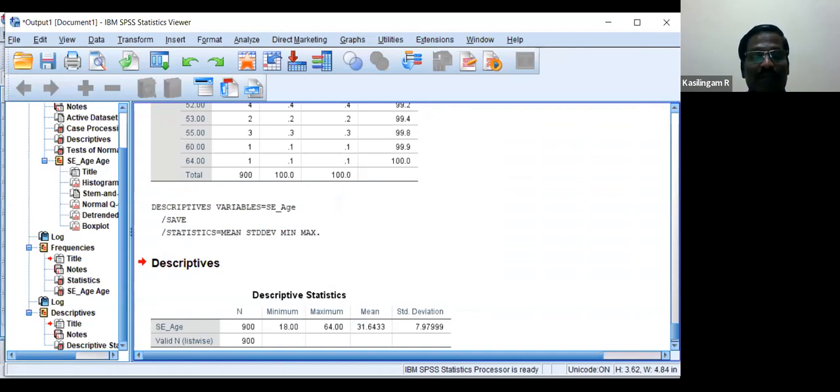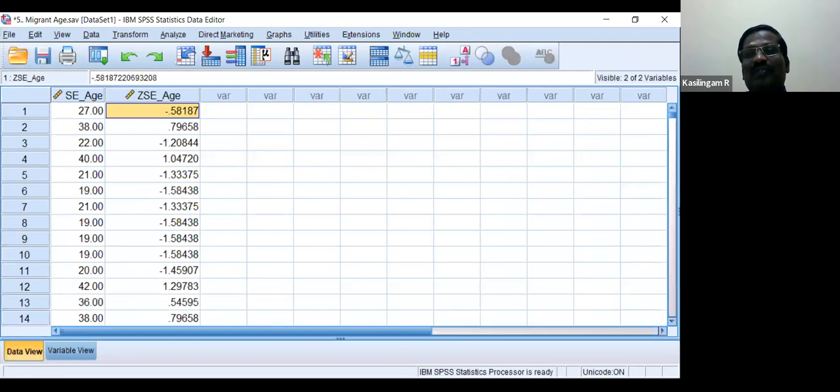So now let me go and see the Z score. Now I have this value. Any value greater than 3, whether it is -3 or +3, right? If it is more than 3, look at the absolute value. More than 3, then it is called the outlier.